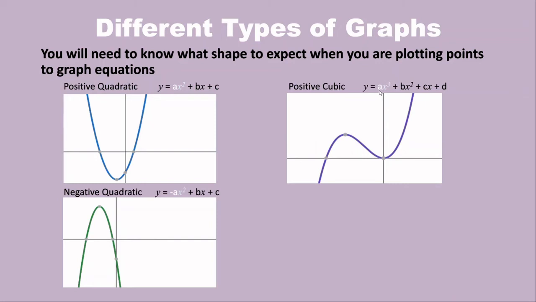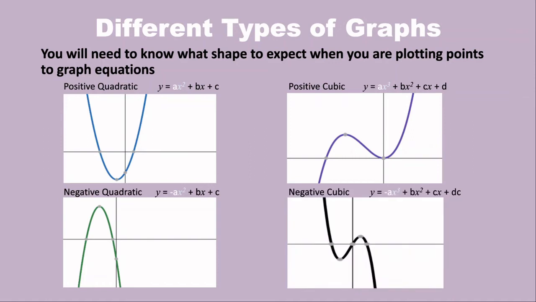The definition of a cubic curve is that it has an equation with an x cubed in it. And the coefficient of that x cubed term must be a positive number if your cubic is going to start down low on the left-hand side, have a couple of turns in it, and then end high up on the right-hand side. A negative cubic is just the opposite. It must have an x cubed term, but the coefficient of that x cubed term must be negative. And the curve will start up high on the left-hand side, have a couple of bends in it, and end low on the right-hand side. So if you know what those curves look like, you should be able to graph them.